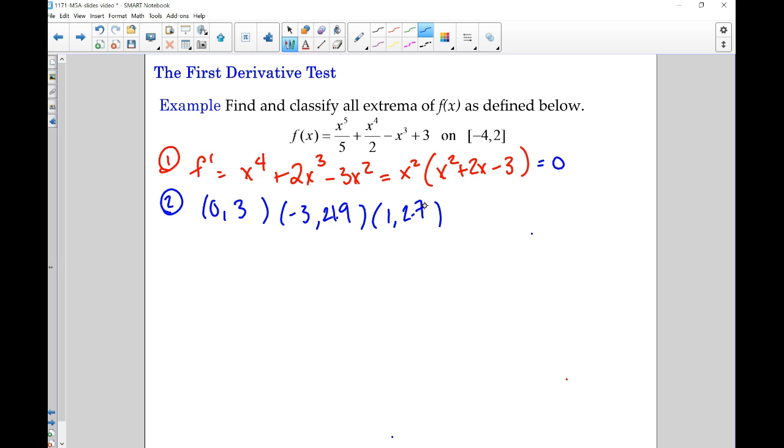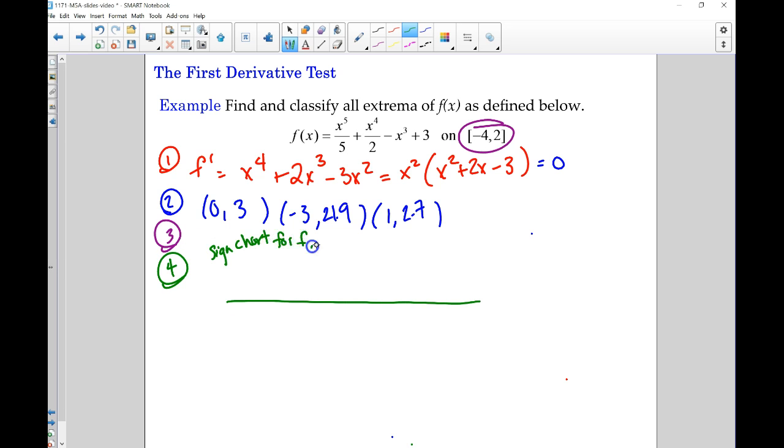Okay, so I found my critical points, and then after that I want to find the domain. Luckily the domain's already done for me, and this is a polynomial function, so it's continuous on its domain. Now I need to start to classify these critical points as either local mins, local maxes, or saddle points. So 3 was done. For 4, I want to make a sign chart for f and f prime.